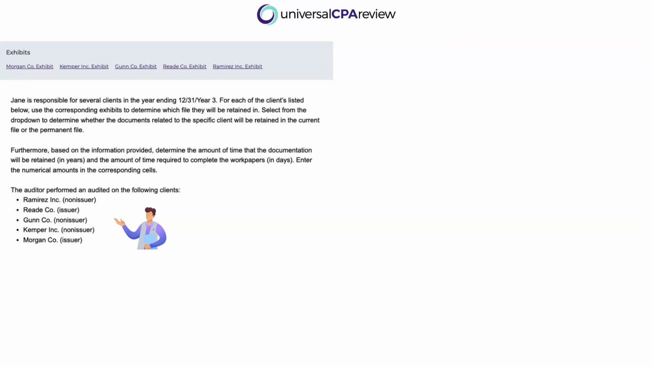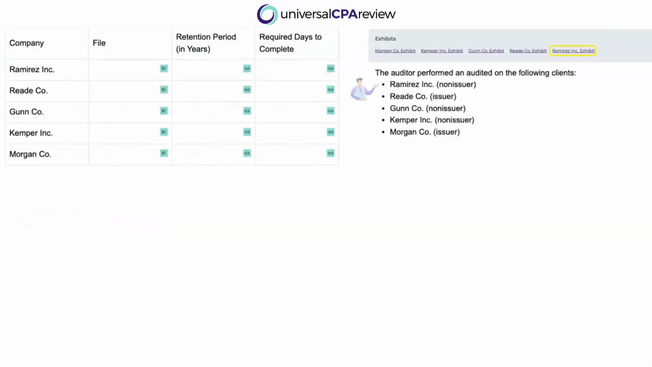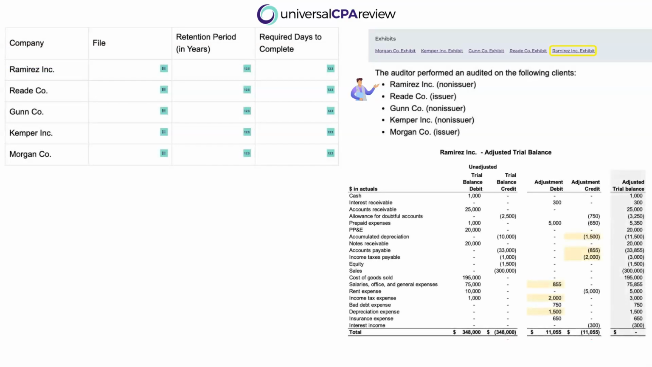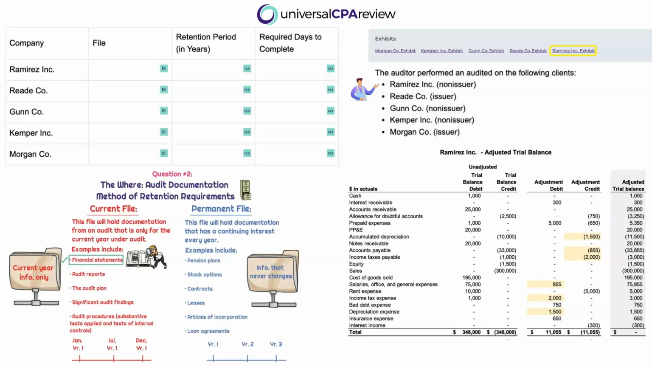All right, so Jane is responsible for several companies during the year ended 12/31 year 3. We got Ramirez Inc., who is a non-issuer, Reed Co., who is an issuer, Gun Co., who is a non-issuer, Kemper Inc., who is a non-issuer, and Morgan Co., who's an issuer. Okay, so let's start by taking a look at the information they gave us for Ramirez Inc., and this looks like an adjusted trial balance. So the adjusted trial balance has to do with current year information that is reported by Ramirez. So if we're using this for our audit documentation, and we know that it has to do with financial information for the current period, then we know that this is going to be held in the current file. Okay, so the current file is correct.